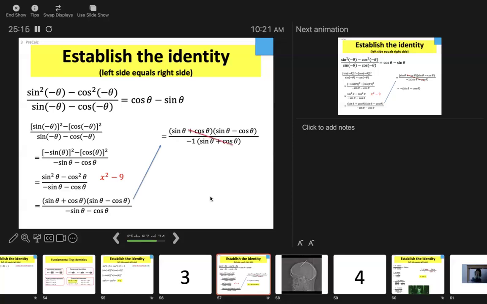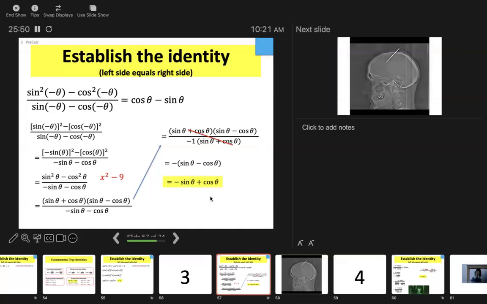Okay, what are you left with? What happened to the -1? Just put the negative in front. Okay, now what? What would you be left with? Negative sine theta. Isn't that what that says? It's just flipped, but we can flip it back around, right? Did that make sense?